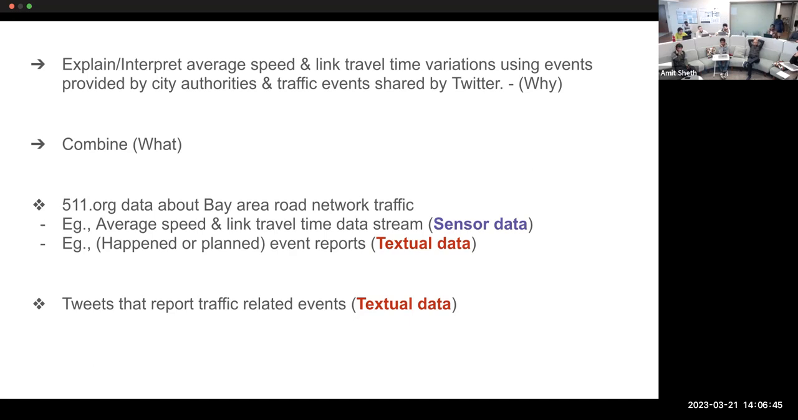And this I explained earlier. He tries to explain and interpret the average speed and link travel time variations in different links of the road using the events provided by city authorities and traffic events shared on Twitter. Here's an interesting, very clear use case. You have traffic that is slower than it should be for this particular day at this particular time.